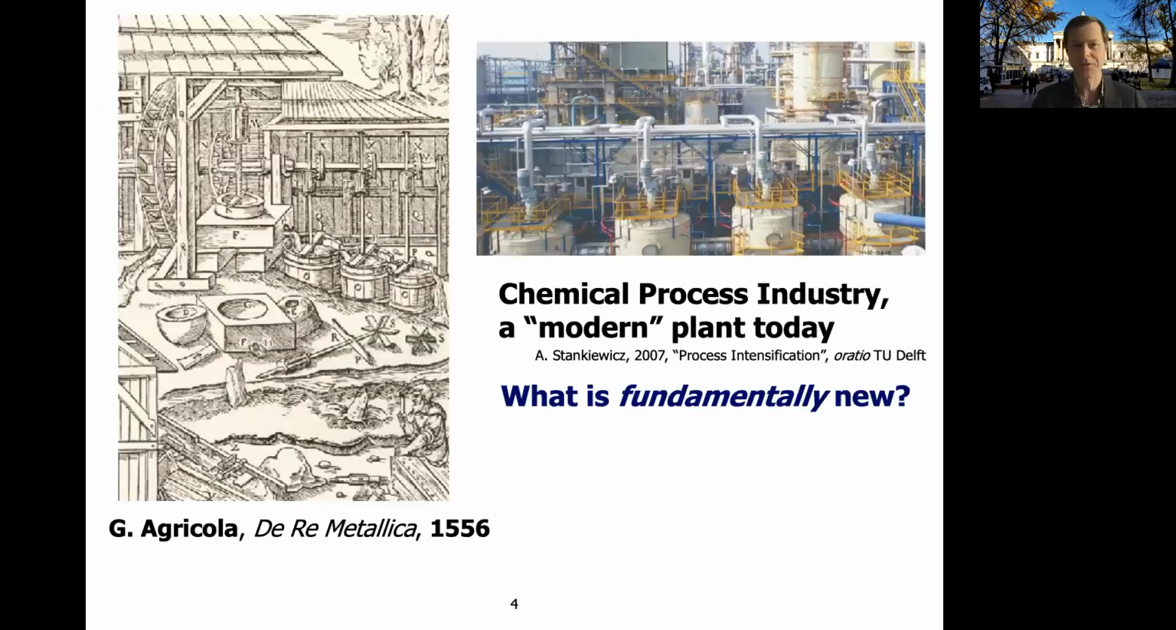So when we look at a chemical plant today, we see this picture here on the right. But then we'll look at a picture here on the left, which is actually a copy from a book from the 16th century. And you wonder, well, what has really changed here? I mean, these are still tanks in series with stirrers in them. And yeah, they may have been made out of different materials.